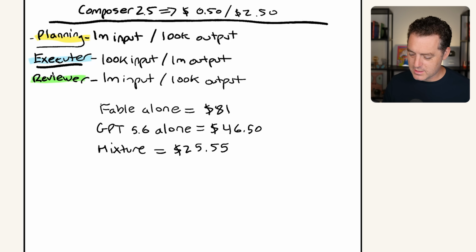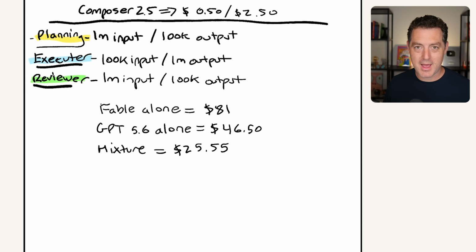Now, for the executor phase, we only have to read the plan, so far fewer tokens on the input side, and many more tokens on the output side because it actually has to write all of that code. And then finally, for the reviewer stage, once again, it's reversed. A lot of reading and just a little bit of output.